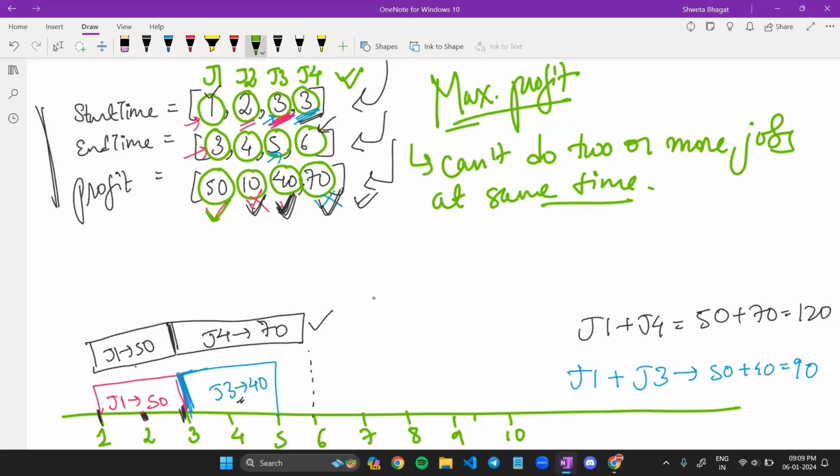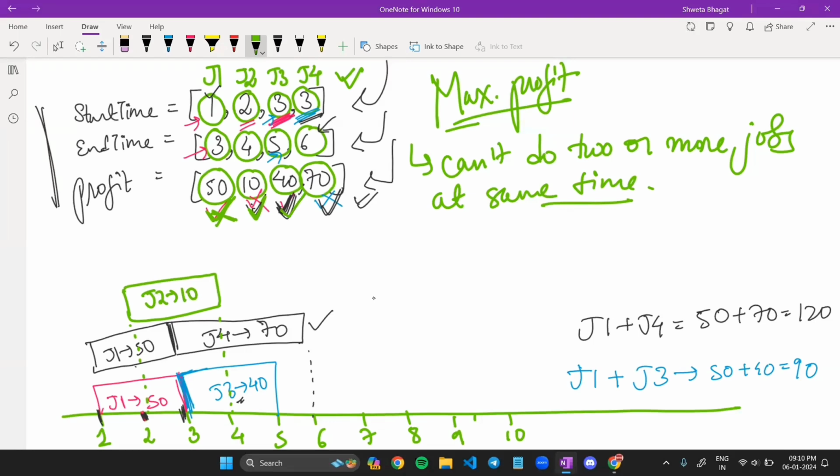Now, what if we are not going to take job 1 and we are going to take job 2? So job 2 is going to start from 2 unit of time and it will be ending at 4 unit of time. So here will be our job 2. So this is job 2 and on doing job 2, we'll be getting a profit of 10.